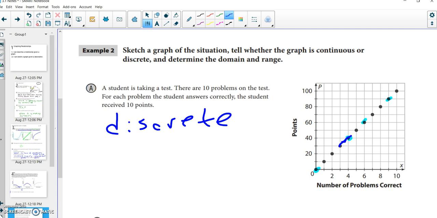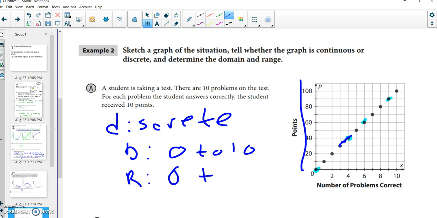And then the domain would be what x values are included. So the domain would be from 0 to 10. And the range, that's your y values. So that means what points can you get? You can get from 0 to 100 points.